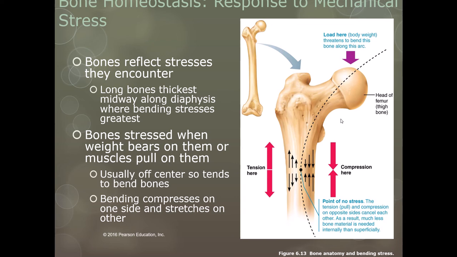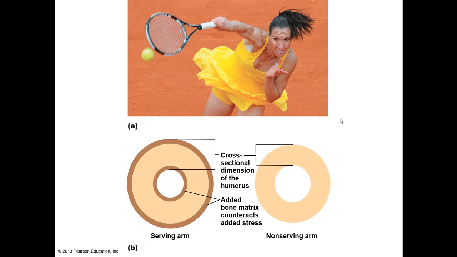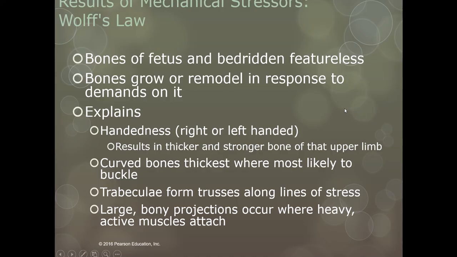Think about handedness, right? Right-handed versus left-handed. This is a great example. So here, the tennis player has her serving arm, she's constantly using. If you look at the cross-section of her serving arm versus her non-serving arm, her serving arm will actually have thicker, heavier bones because she's using them more. She's putting more mechanical force, mechanical stress on the serving arm. This is what is known as Wolff's Law.